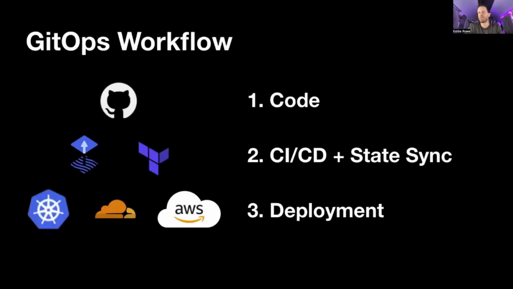So let's talk about the main elements of how GitOps works. It's essentially a 3-step workflow. You code something into a GitHub repository. The integrated tools perform CI/CD and state sync, and then the deployment occurs as a result of that CI/CD and state sync. So as far as the workflow goes, there's many similarities with the DevOps model, but a few key distinguishing differences.